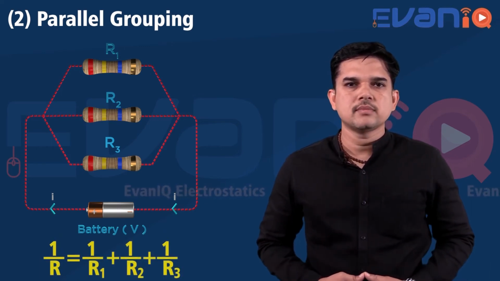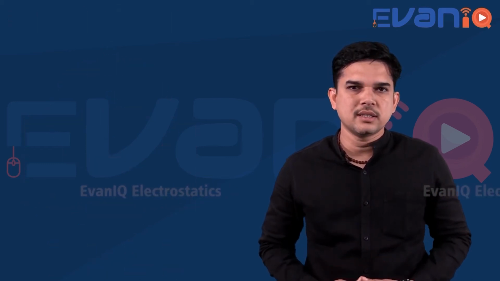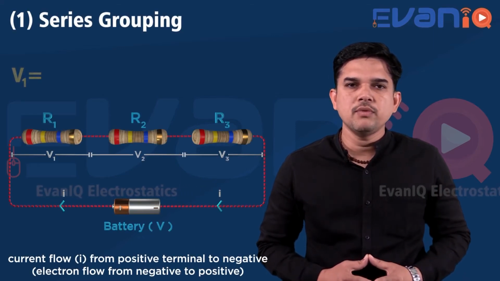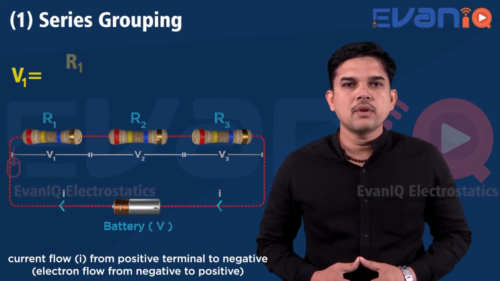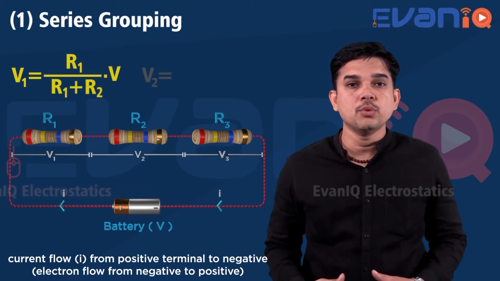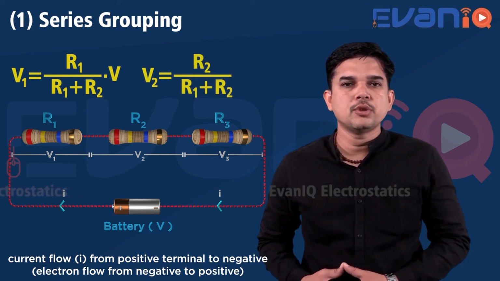If we want to find the potential drop on a single resistor, then the formula for a single resistor will be V1 equal to R1 upon R1 plus R2 into V, and V2 is equal to R2 upon R1 plus R2 into V.